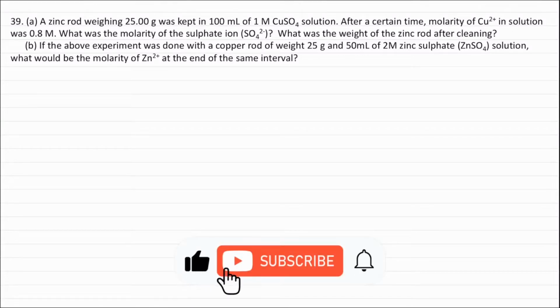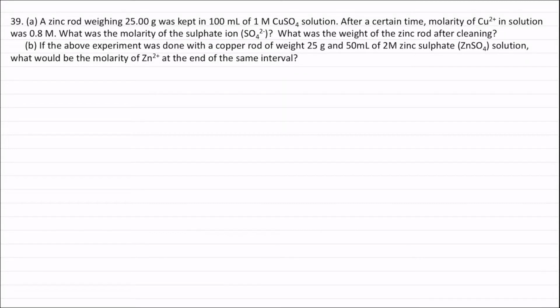Question 39. A part. A zinc rod weighing 25 grams was kept in 100 milliliters of 1 M copper sulphate solution. After a certain time, the molarity of Cu2+ ions in the solution was 0.8 M. What was the molarity of the sulphate ion? What was the weight of the zinc rod after cleaning?